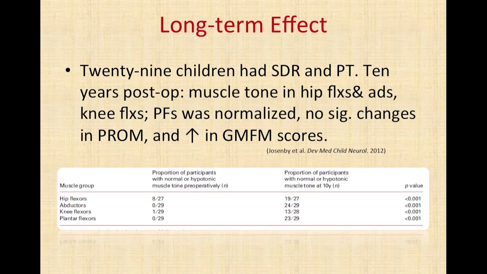And you can see in this table the proportion of participants with normal or hypotonic muscle tone according to the modified Ashworth scale pre-operatively, and the proportion of participants with normal or hypotonic muscle tone after 10 years. And you can see the differences for each muscle group. There were no significant changes in passive range of motion, but there was improvement in gross motor function as measured by gross motor function measure scores.